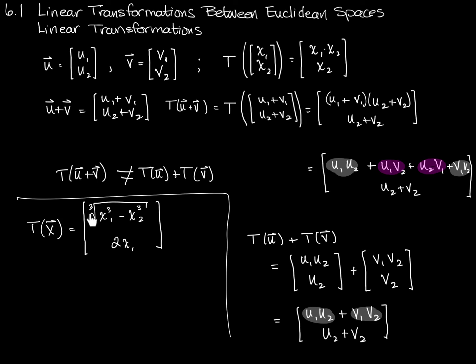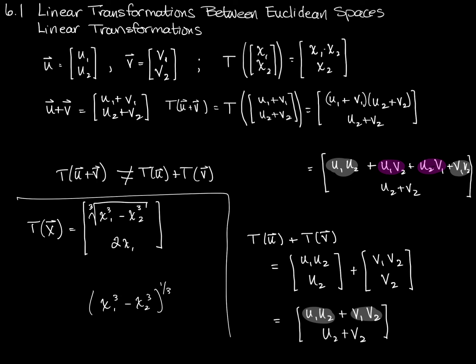Well, the clue to me is that this can be written as x1 cubed minus x2 cubed, to the power of 1/3. Well, that power is not 1, so it's not a linear term. That's kind of a shortcut.